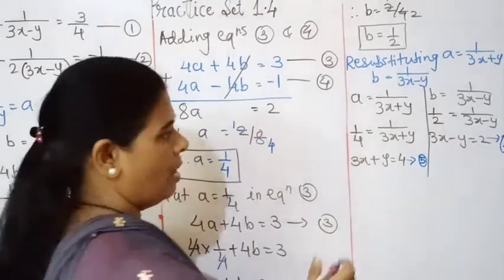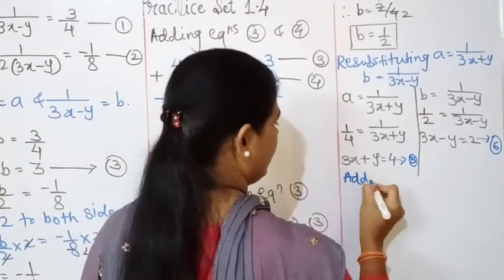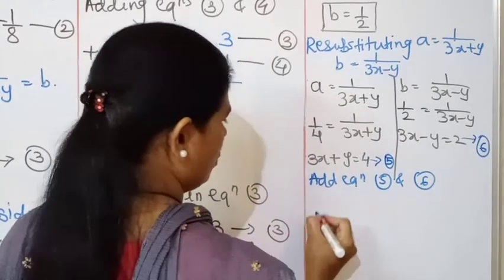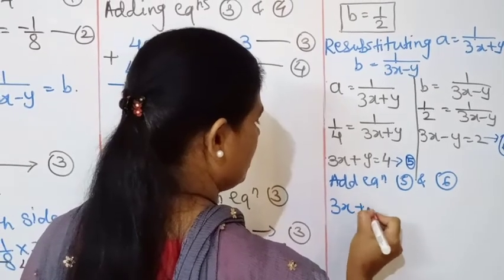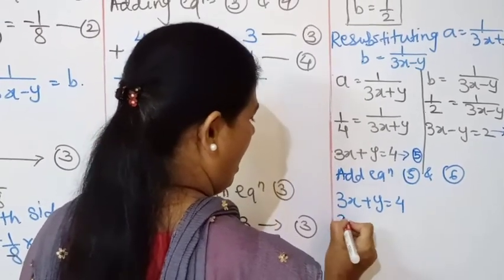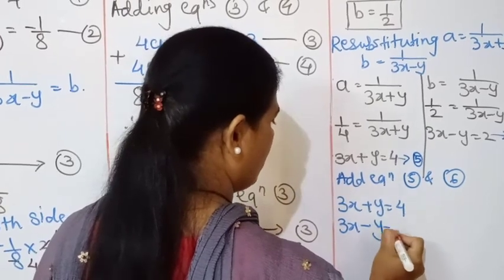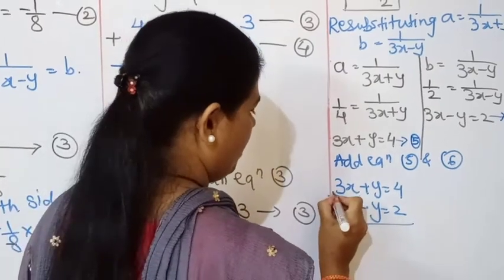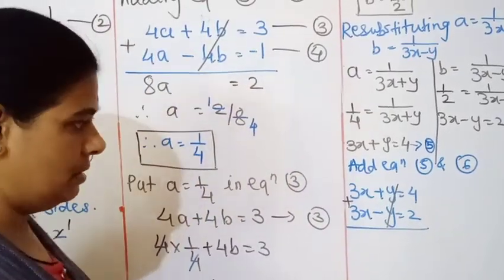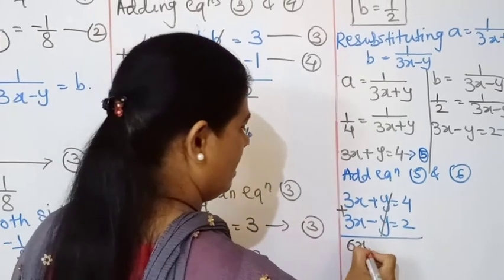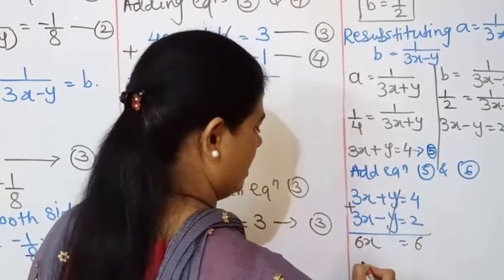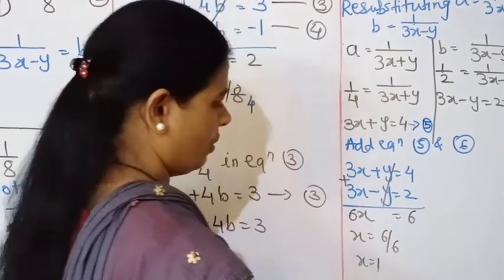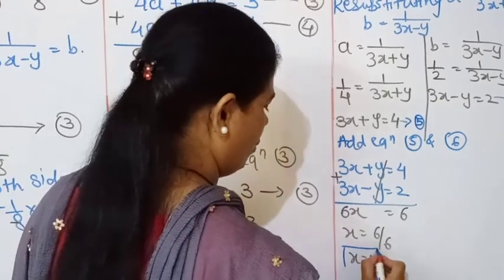Now what we have to do now? Add equation 5 and 6. Okay. So we will add equation number 5, 3x plus y equal to 4, and here 3x minus y equal to 2. We will add. So after adding what we get? Plus y and minus y will get cancelled. Now 3 plus 3 is 6x and 4 plus 2 is 6. So x equal to 6 upon 6. So x equal to 1. So we got the value of x.